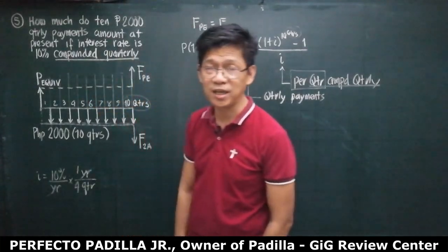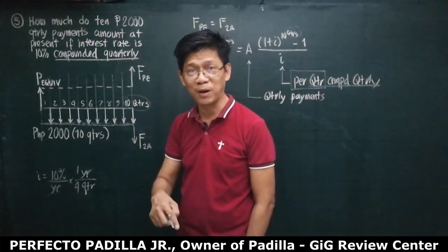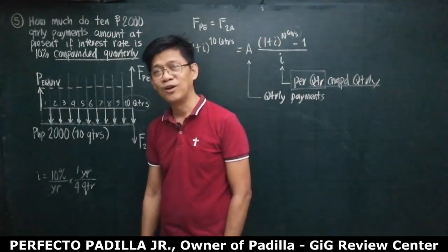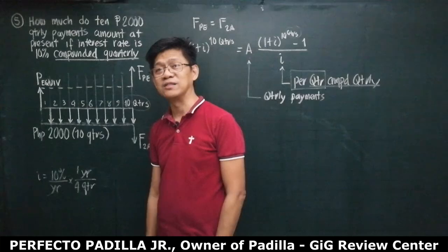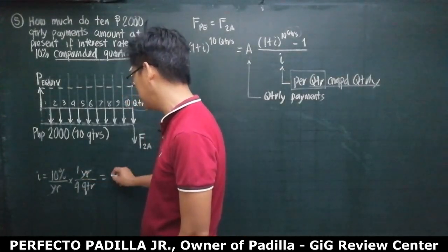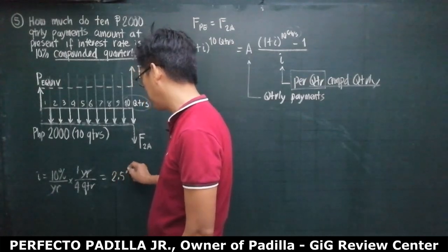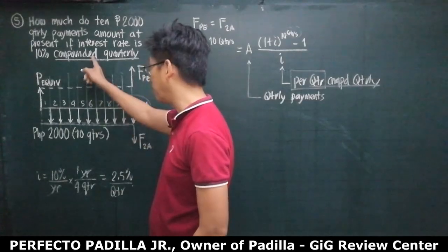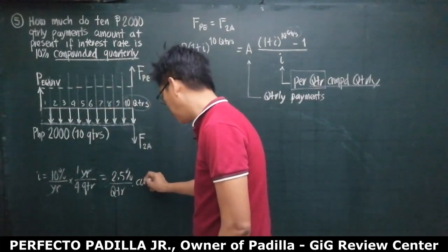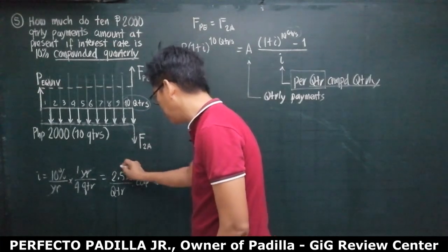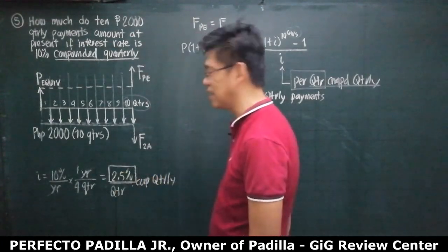That is why in the book you see dividing by 4 for quarters, by 2 for semi-annual, or by 12 for months. Therefore, this is simply 10 over 4, so this is 2.5% per quarter. But the compounding period stays the same, compounded quarterly. So it is consistent. This is the i that we will use.